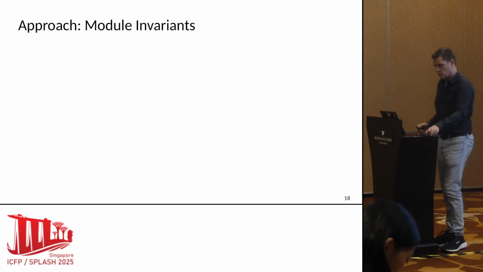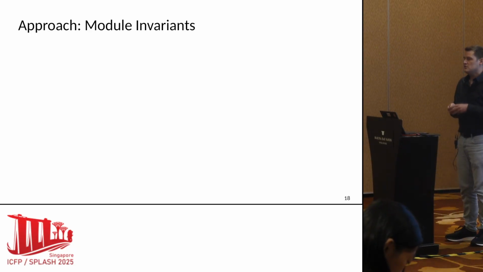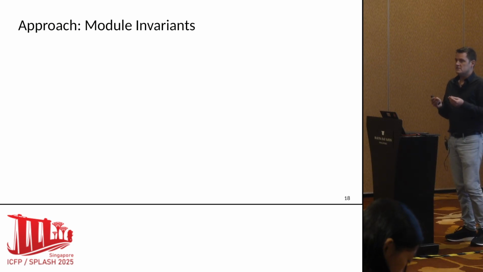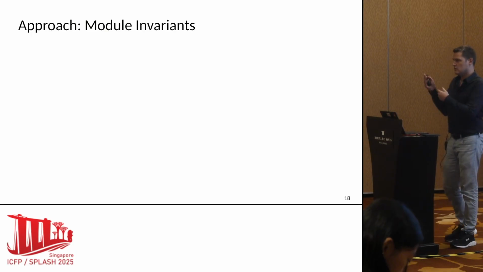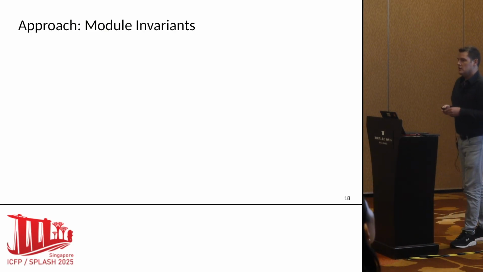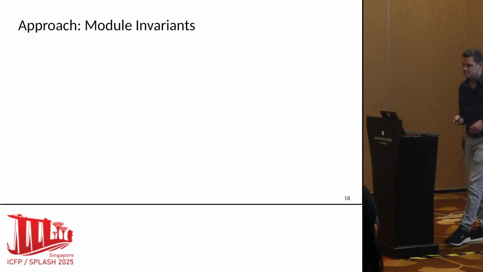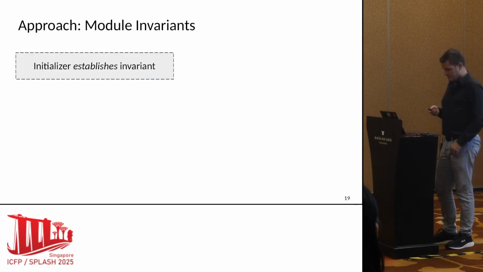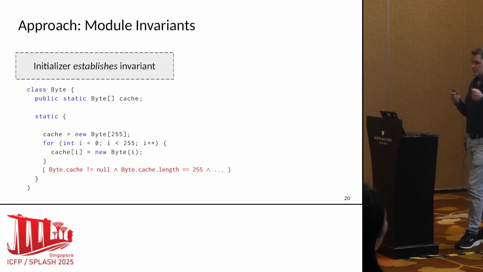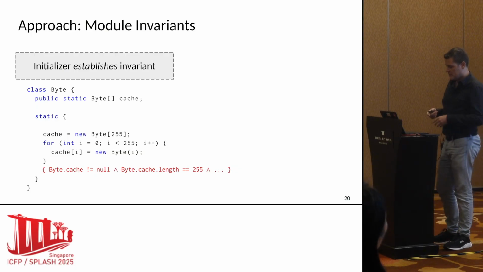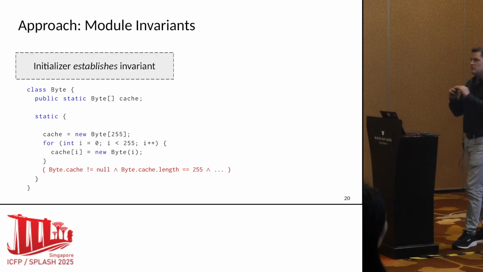And our basic approach, our central specification instrument, is what we call module invariants. So what a module is depends on the language. In Java, it would be a class. In Go, it would be a package. In C, a compilation unit. But the point is that a module invariant describes valid states of your global state. So if we go back to the byte class, we want, as a first constraint, that the initializer always has to establish the module invariant. In the byte class, we would say, well, the cache field can't be null, and the array has a specific size, and it contains the right values. Right? So we have, as a first proof obligation, that the initializer has to establish this invariant. It has to hold at the end.